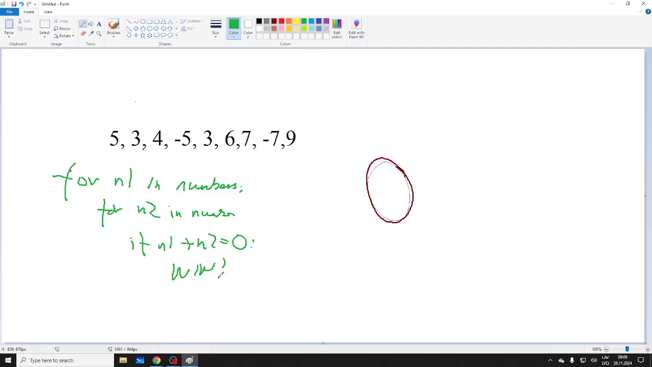So that's brute force. Who can tell me the complexity of the brute force solution? N squared, of course, yes. Why?